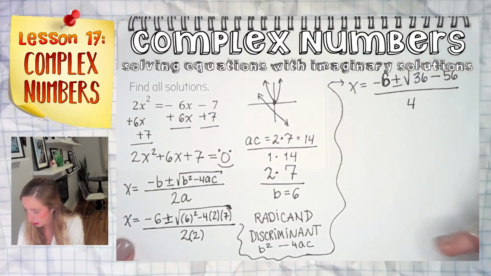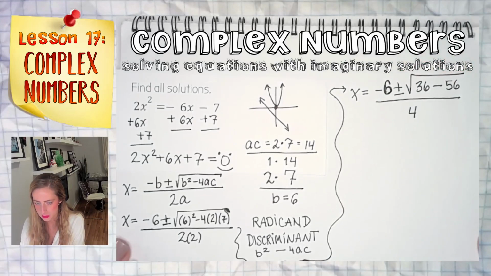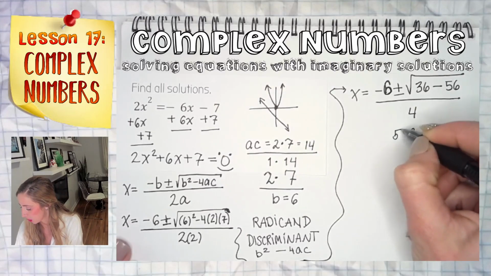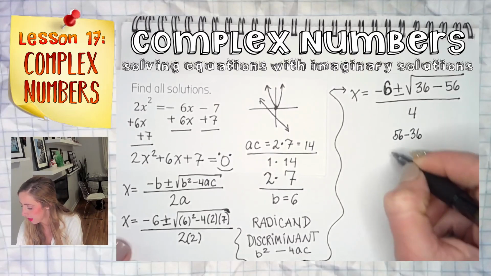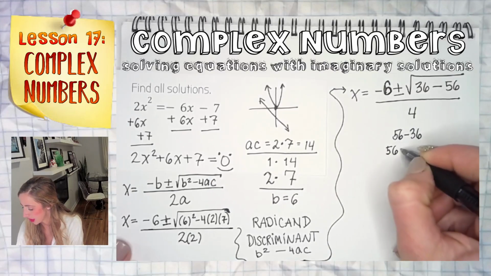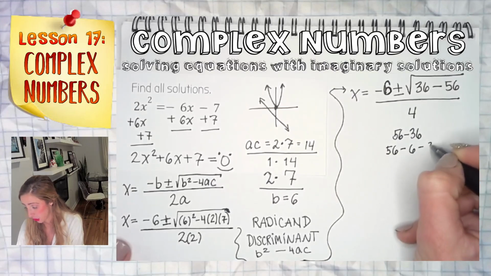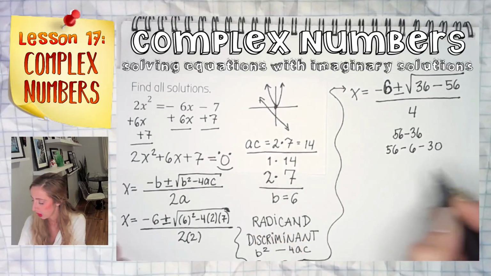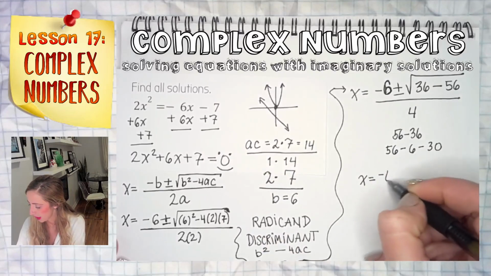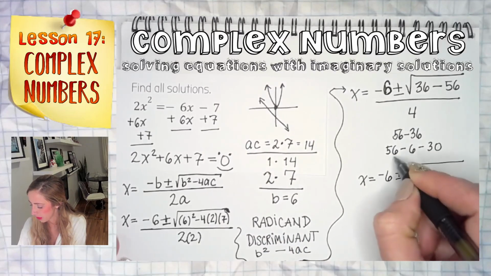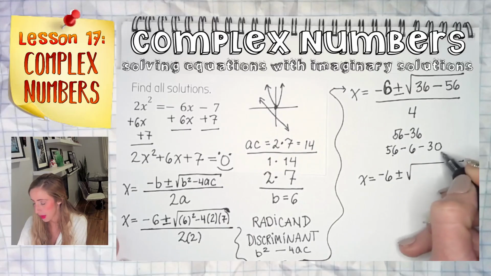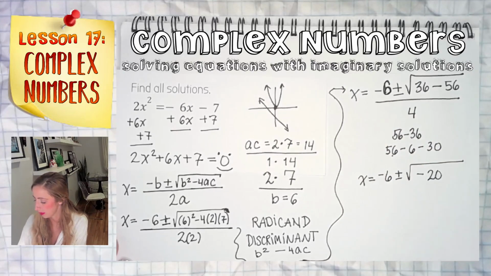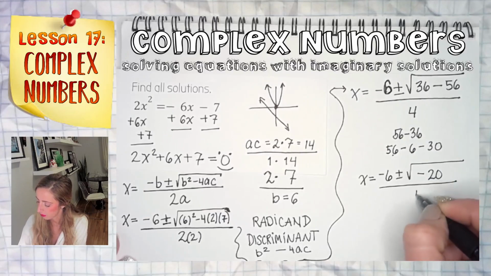So if I'm doing 36 minus 56, oh my gosh, my little animal. I might do something like, well, I might start with 56 minus 36 and flip the sign. And you could even do 56 minus 6 minus 30 in your head. These are things I don't write down normally. I'm just showing you. So x equals negative 6 plus minus the square root of 56 minus 6 is 50. 50 minus 30 is 20, but should be the opposite. So negative 20. All over 4.